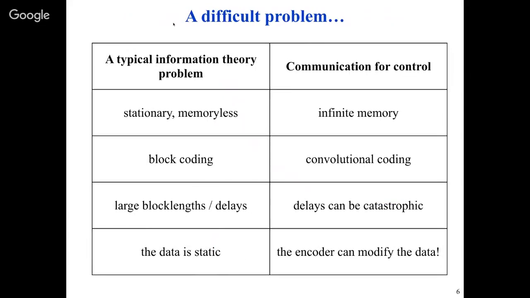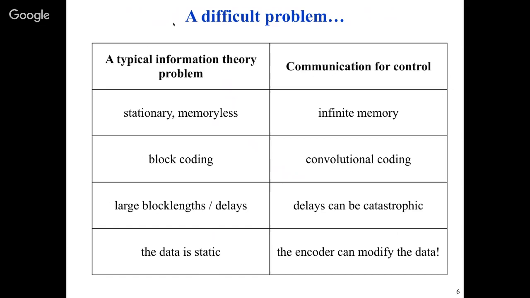And it's a difficult problem in control. And why? Because information theoretic tools, at first glance, don't seem to be very well suited for problems that involve feedback and very low delay, which are present in control problems. And here I outlined the challenges.